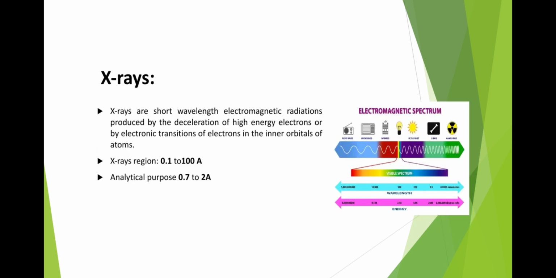What are X-rays? X-rays are short wavelength electromagnetic radiations produced by the deceleration of high energy electrons or by electronic transition of electrons in the inner orbitals of atoms. The X-ray region is 0.1 to 100 angstroms, and the range used for analytical purposes is 0.7 to 2 angstroms.